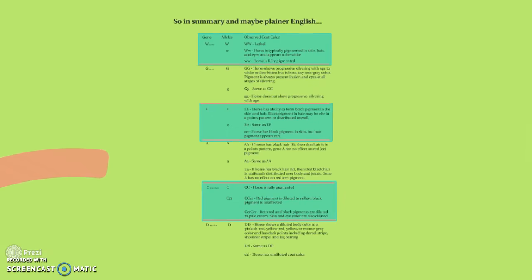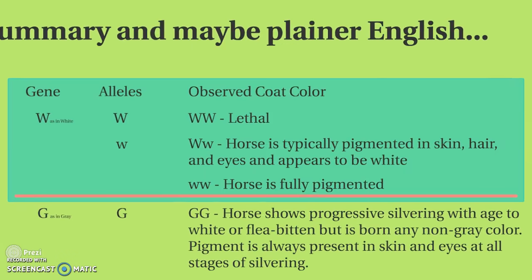Okay, so in summary and maybe plainer English, W as in white. Dominant W is lethal, or double dominant W is lethal. Big W, little w, horse is typically unpigmented in skin, hair, and eyes, and appears to be white. Little w, horse is fully pigmented.